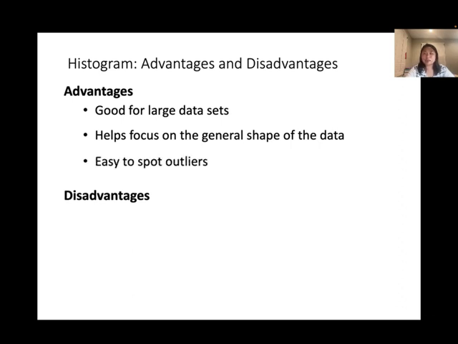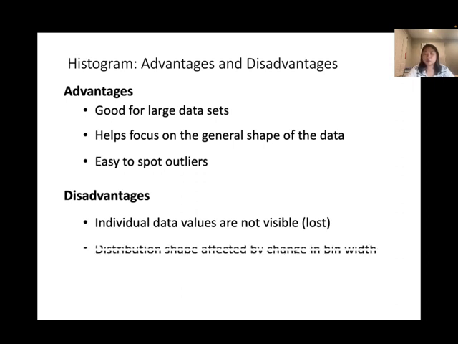Easy to spot outliers. When you have data far away from the majority, if you use the histogram, it's easy to find. Disadvantages: individual data are not visible, and the distribution shape is affected by changes in bin width. Remember, if we change the bin width to be too narrow, we will see too much detail, right?